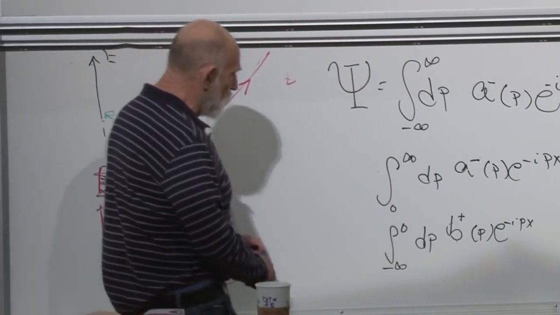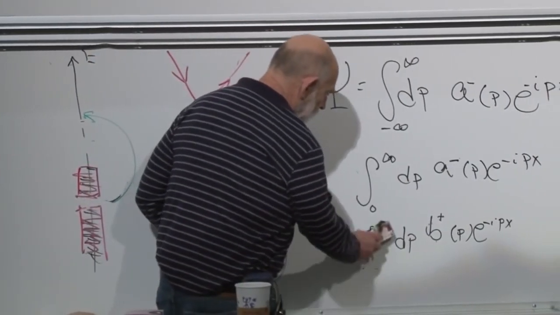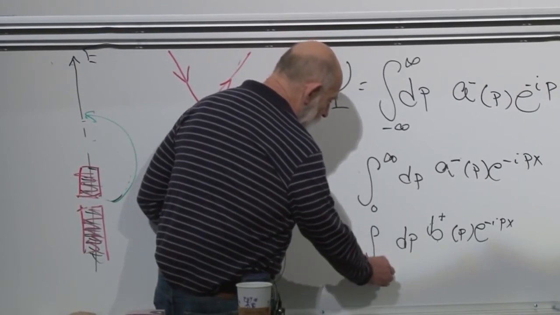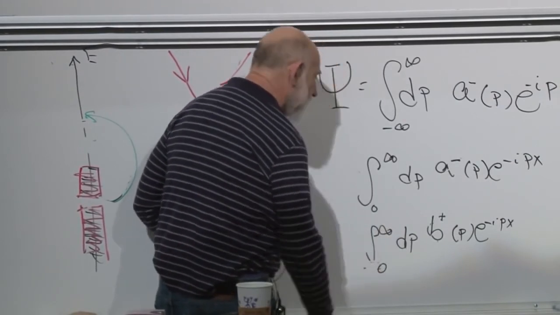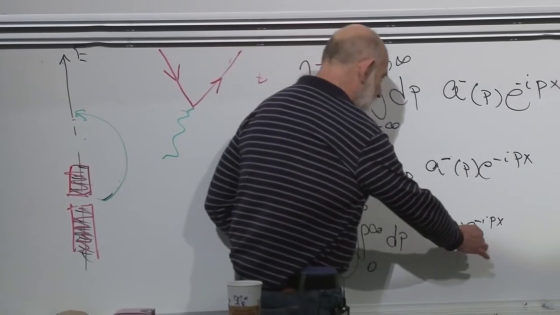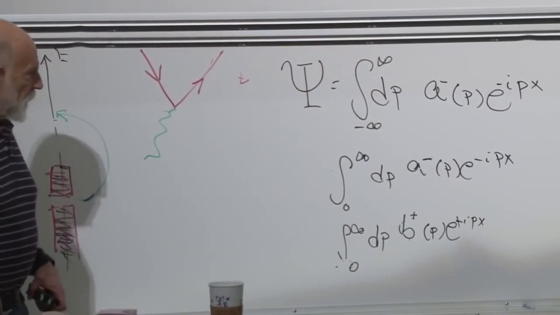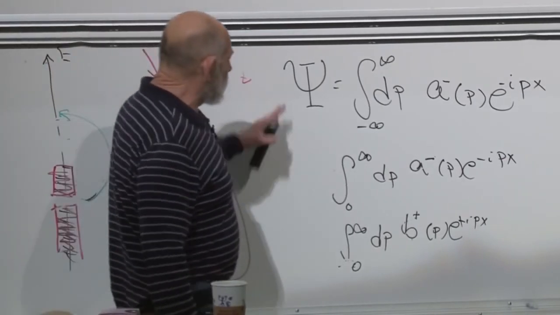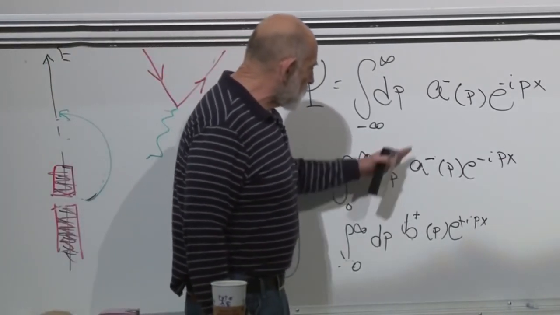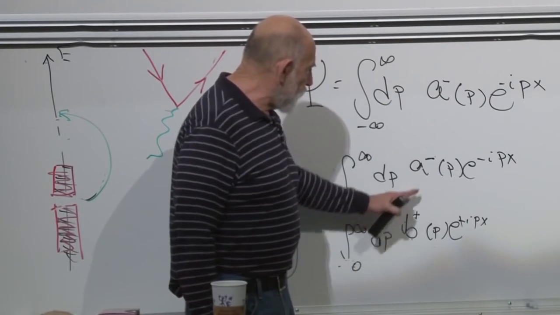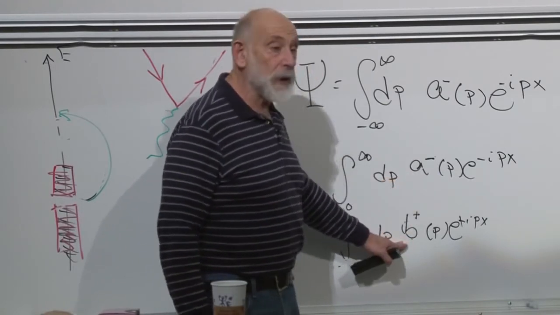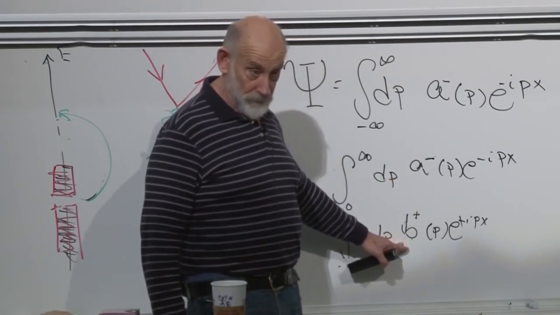And I think if you work it out and do a little bit of juggling, you'll get from 0 to infinity again. But you get e to the plus iPx, I think. Yeah, you do. So Dirac said you can think of the field operator as a sum of two terms, one with annihilation operators for electrons and the other with creation operators for positrons.